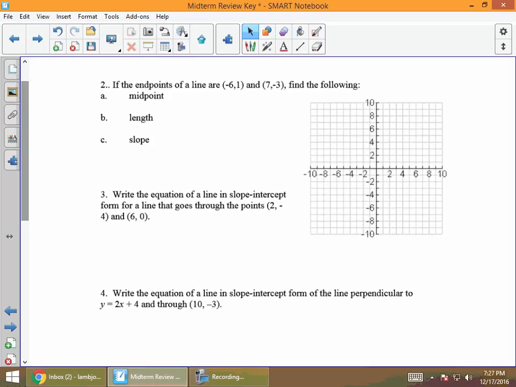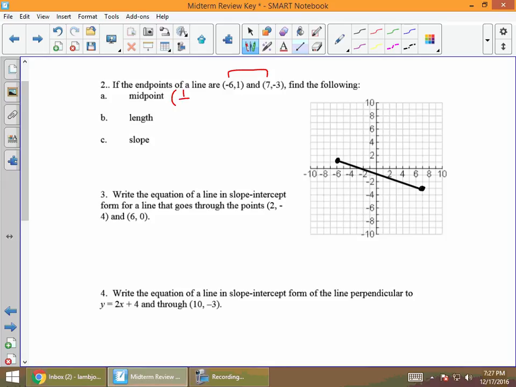Question number 2 says if the endpoints of a line are at negative 6, 1 and 7, negative 3, it wants me to find a couple of things. First of all, the midpoint. Midpoint is found by adding my x's together. Negative 6 plus 7 is 1, over 2. The y's, add them together and divide by 2. 1 minus 3 is negative 2. Divided by 2 is negative 1. So the midpoint is at 1/2 and negative 1.